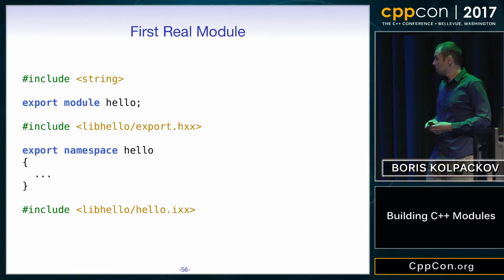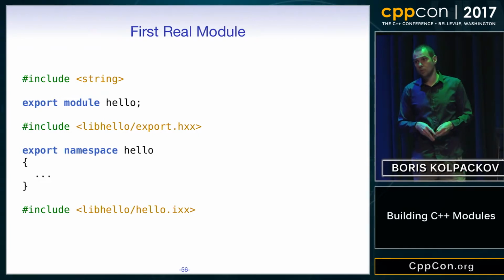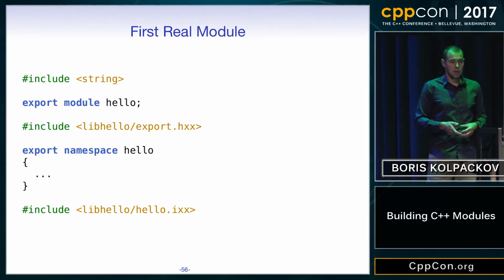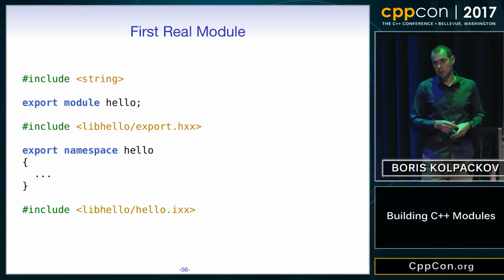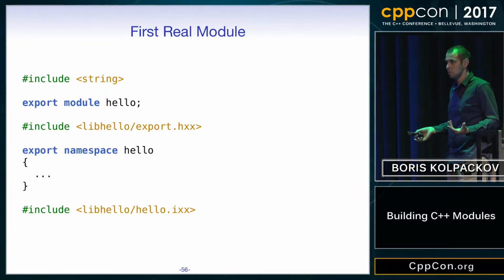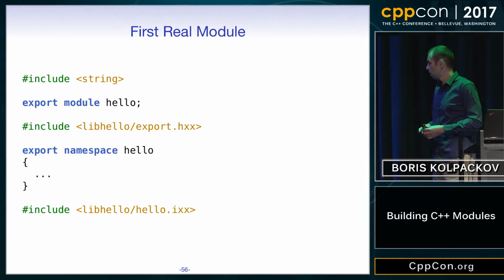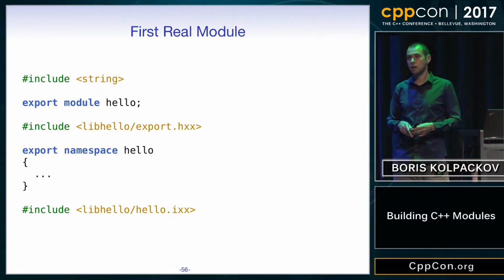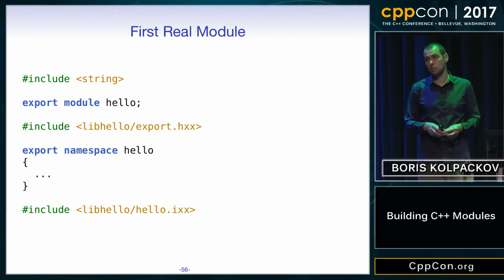So here's an example. So we moved std string out of purview. We then included export header, which presumably only defines macros. We can do it in purview. Finally, we have to include the inline file at the bottom. It has to be in the module purview.